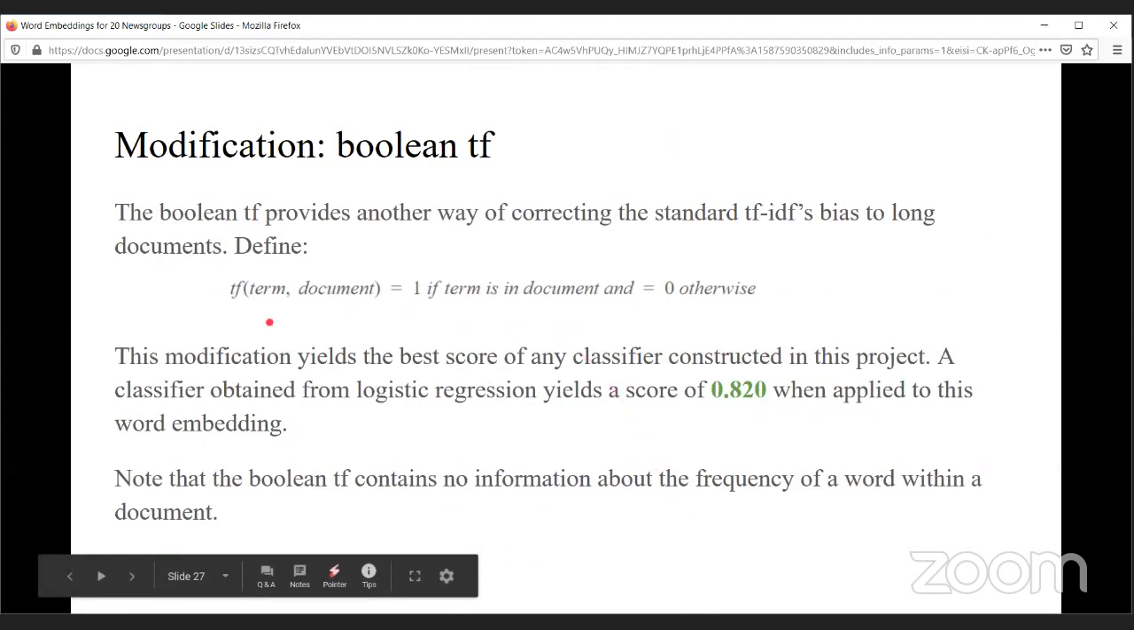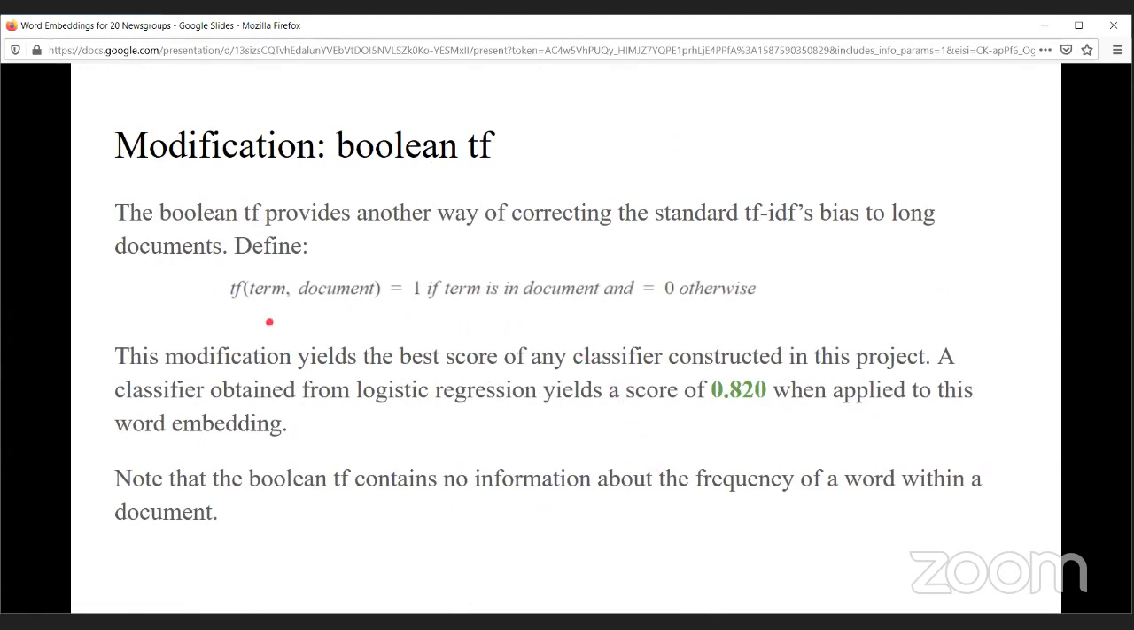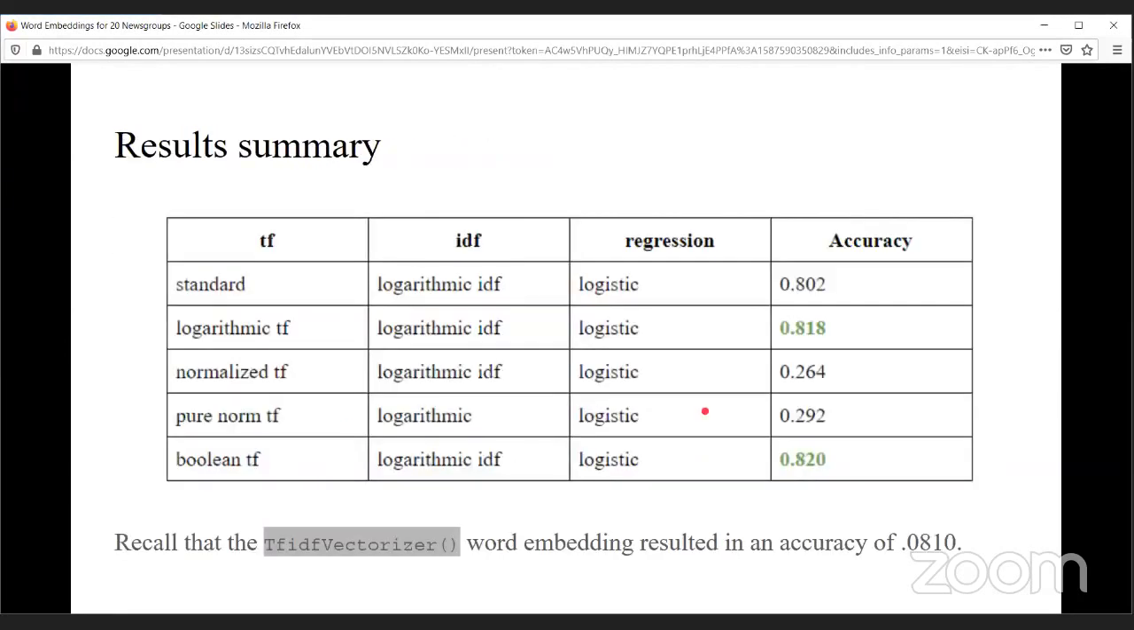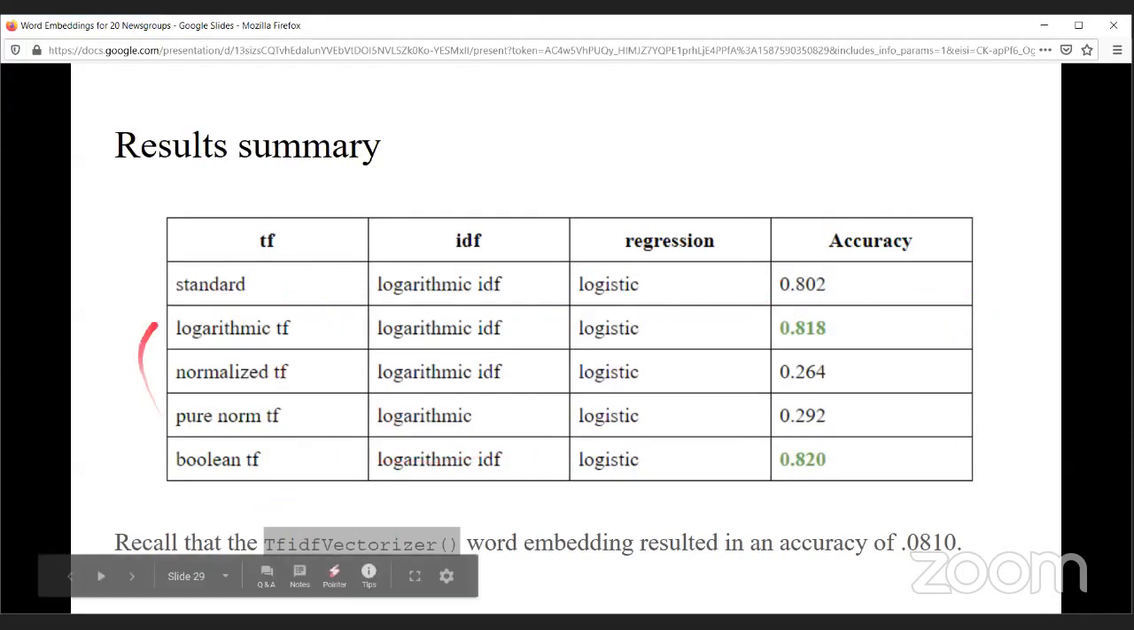And then the best TF actually ended up being a Boolean TF, which loses all information about how frequent a term occurs. It basically just gives a 1 if the term is in the document and a 0 otherwise. And this ended up being the best TF-IDF. It was about 1% better than scikit-learn. So I'm going to go ahead and skip through some of this other stuff, but here's a summary of the different TF-IDFs I constructed and how they performed.